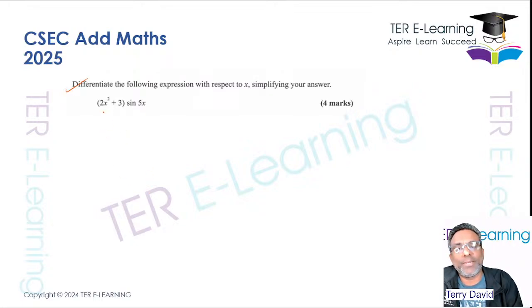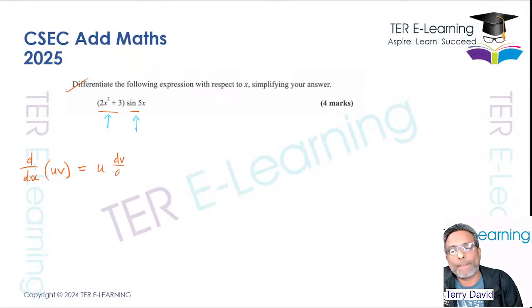So if I have to differentiate something like this, I can clearly see that this here is a function of x and this here is a function of x. Now there is a rule that you all need to be familiar with, and this here is the product rule. If I have to differentiate a product, it is given by u dv dx plus v du dx. So you all need to learn this formula.